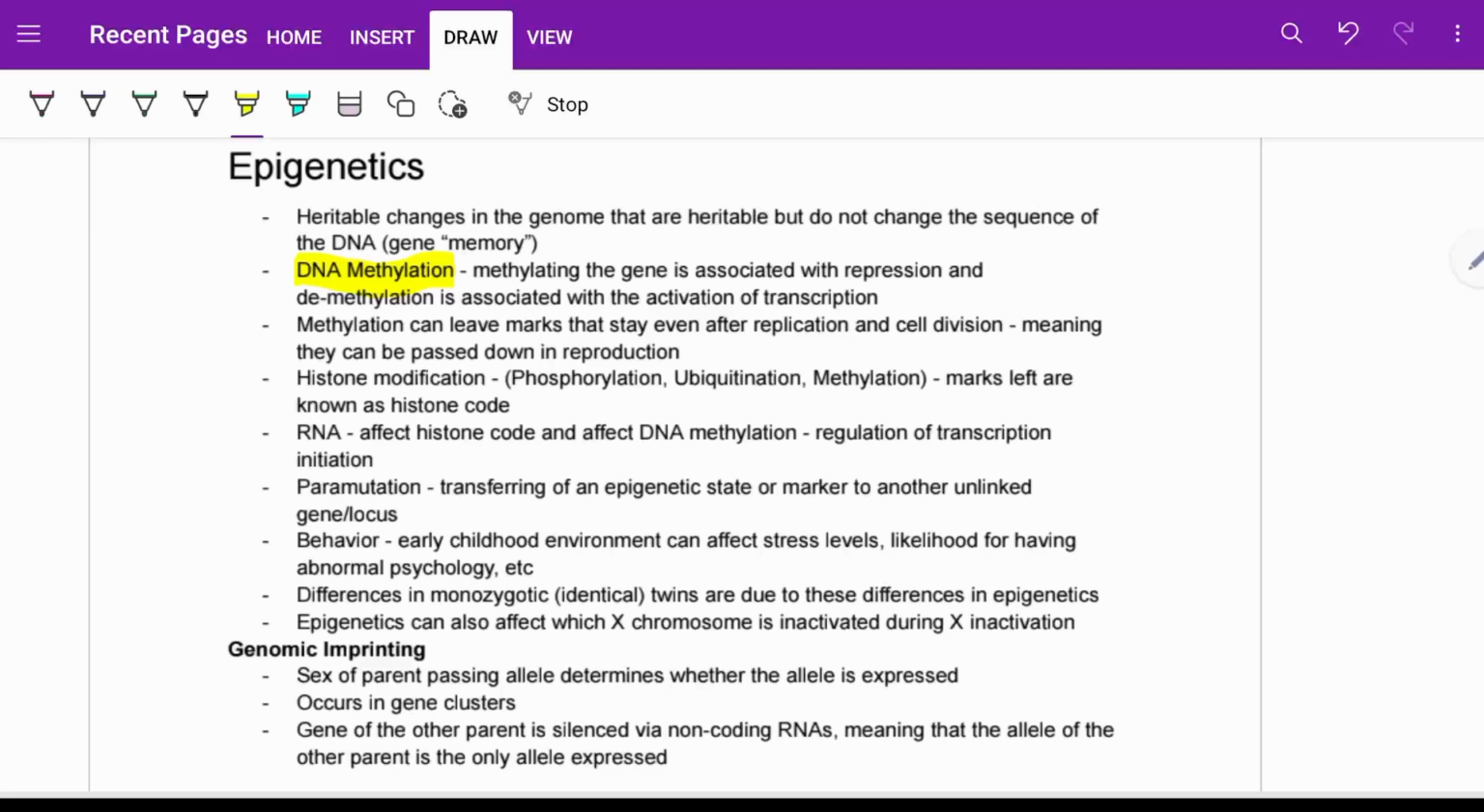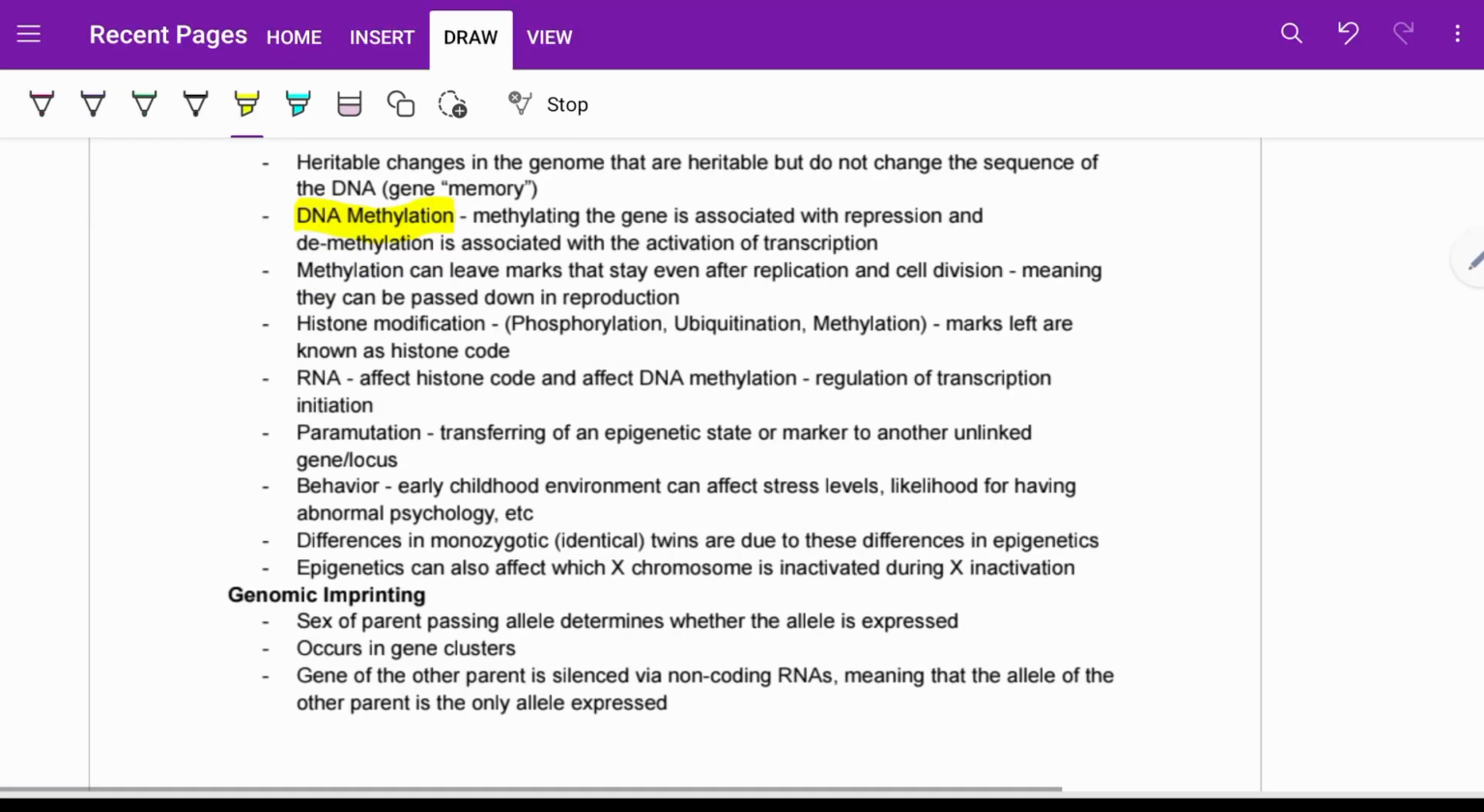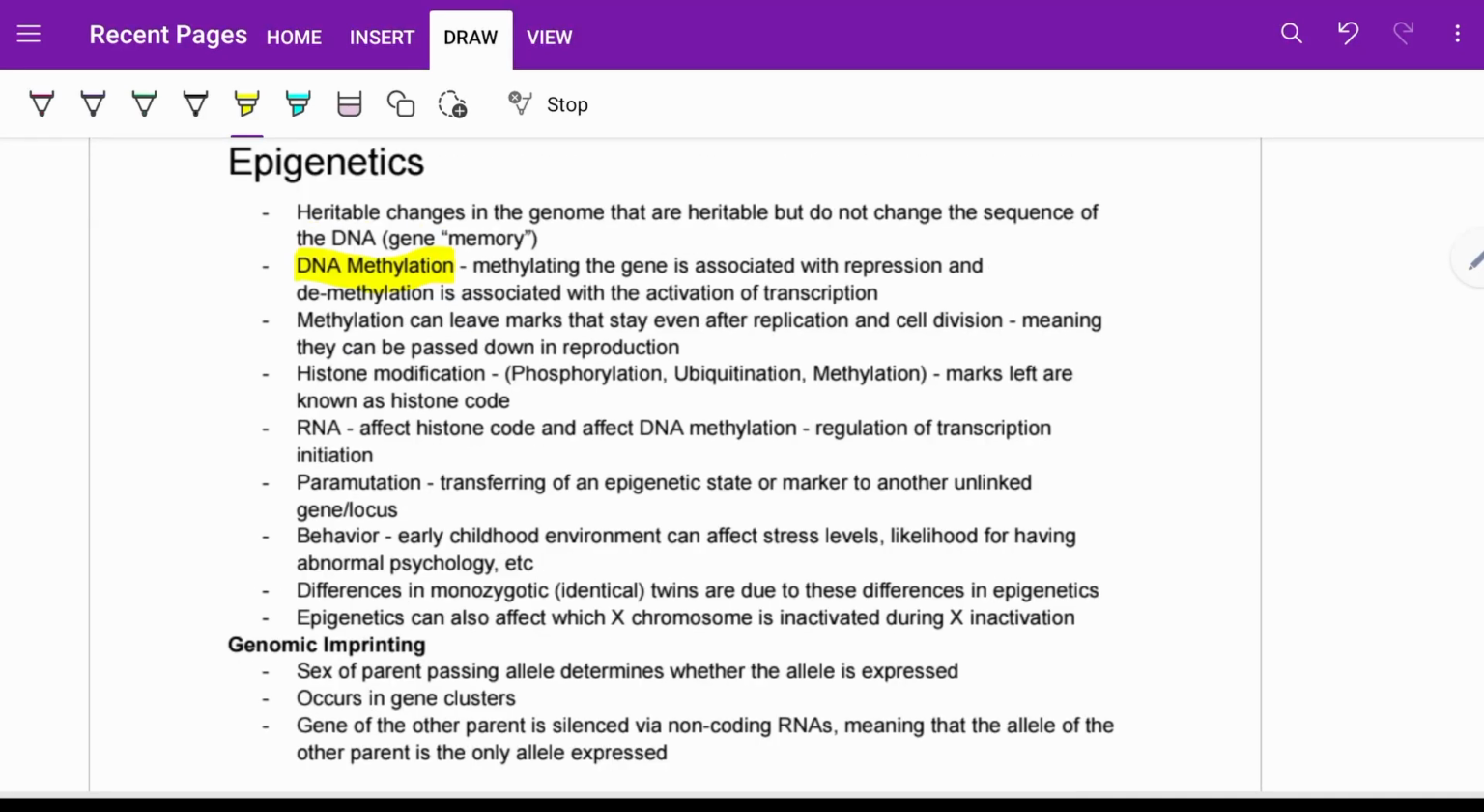The same thing can happen with histone modification, which happens in multiple ways, phosphorylation, methylation, etc. And all of these marks are known as the histone code. And this can also be passed down and is heritable. So, environmental changes that cause this methylation or demethylation or acetylation can actually affect this histone code and be passed down. So the environment which your parents lived in actually affects how you are today. RNA can also affect histone code because it can regulate transcription initiation.